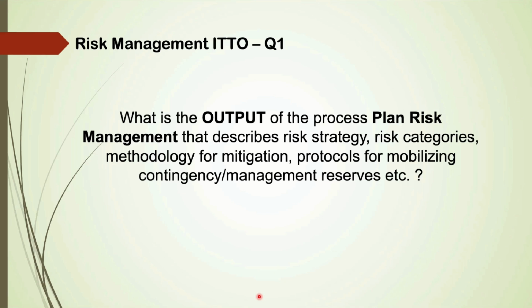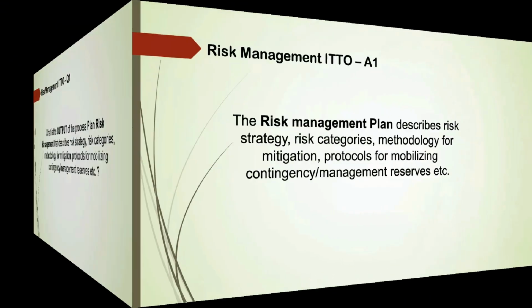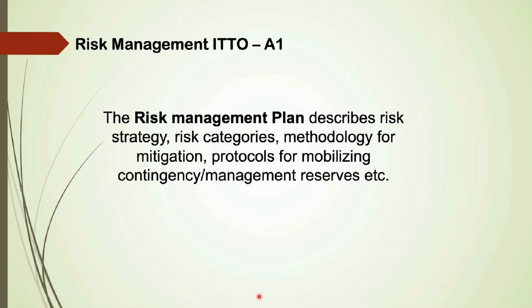What is the output of the process plan risk management that describes risk strategy, risk categories, methodology for mitigation, protocols for mobilizing contingency or management reserves, etc.? Answer: the risk management plan. It describes risk strategy, risk categories, methodology for mitigation, protocols for mobilizing contingency or management reserves, etc.